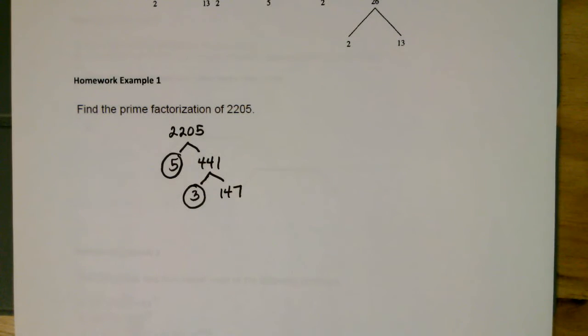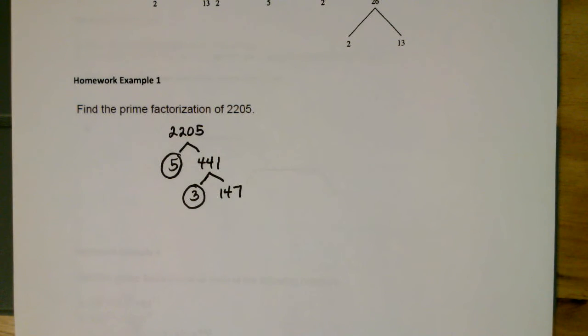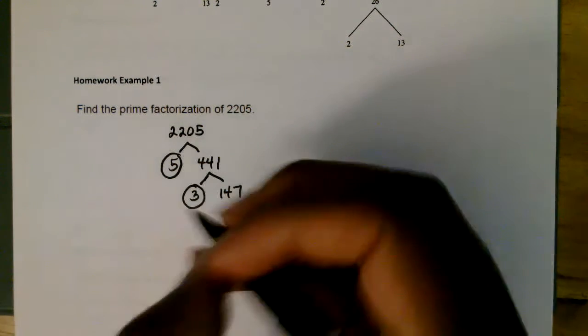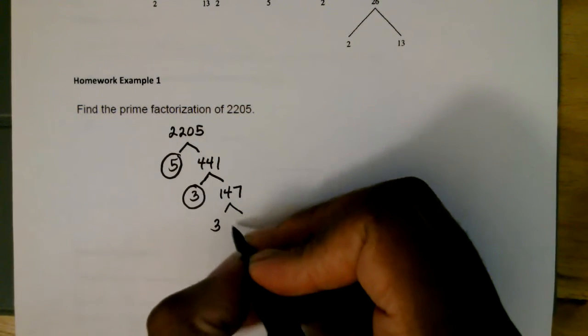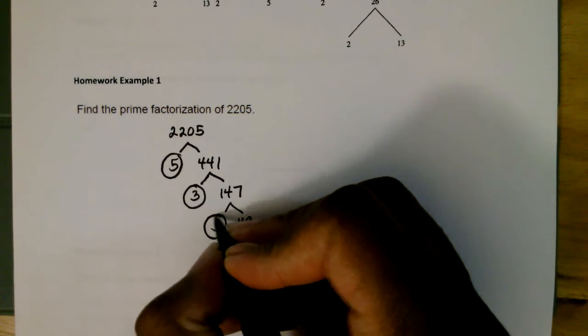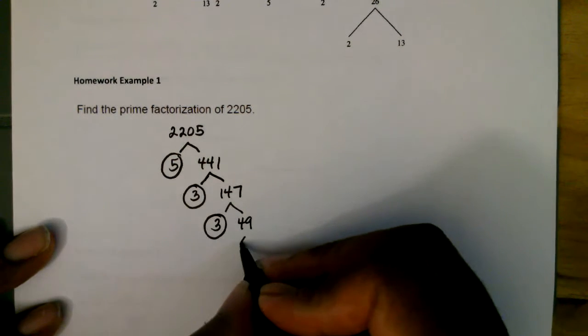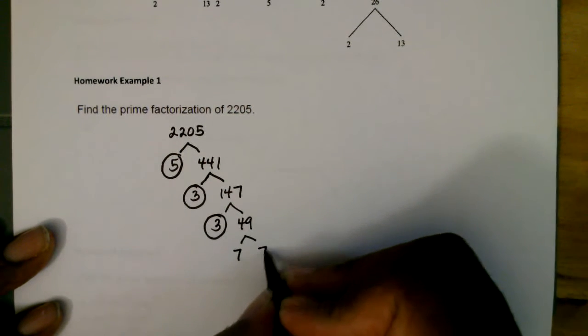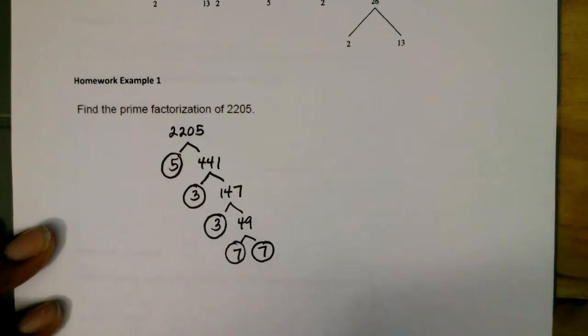And 3 is prime, so we're going to circle the 3. And now for the 147, well, it's not divisible by 2. Let's try 3. Okay, so here, 3 goes into 147, 49 times. 3 is prime, so we'll circle the 3. And I know 49 can be broken up as 7 times 7. 7 is prime, so I'll circle the 7s.